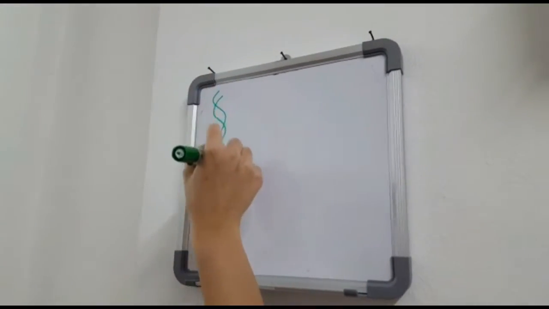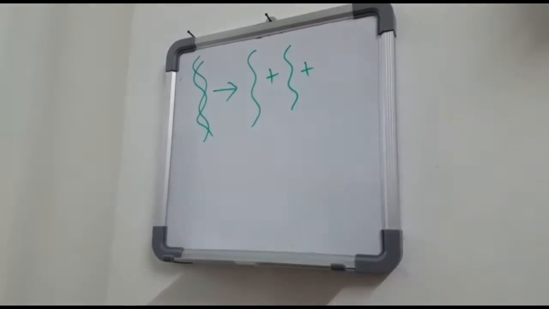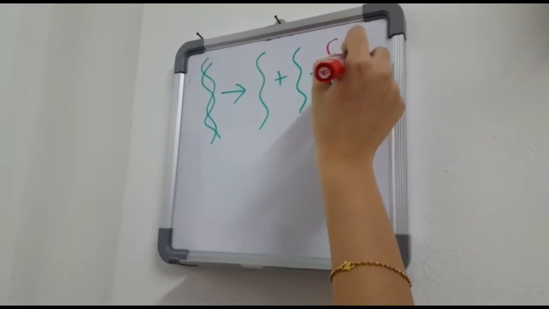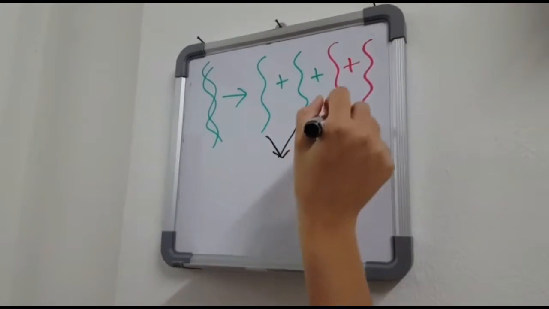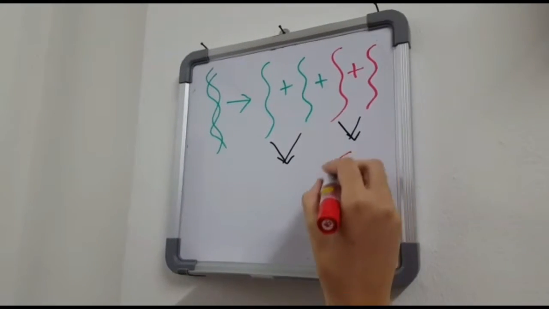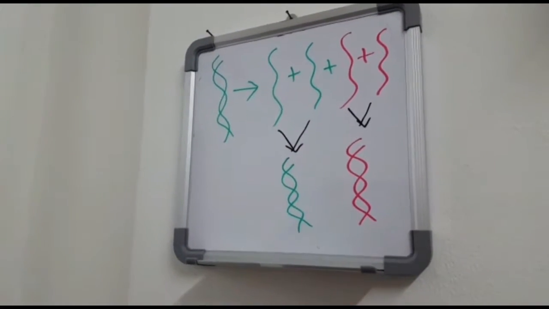This model proposed that the parent molecule divides itself into four strands. The first two are the original strands, while the next two are the new daughter strands. The daughter strands form a newly synthesized molecule. Meanwhile, the two original strands reform the parent molecule.